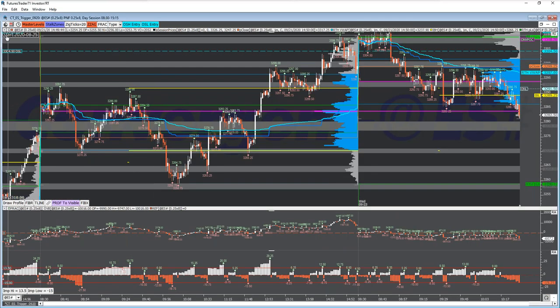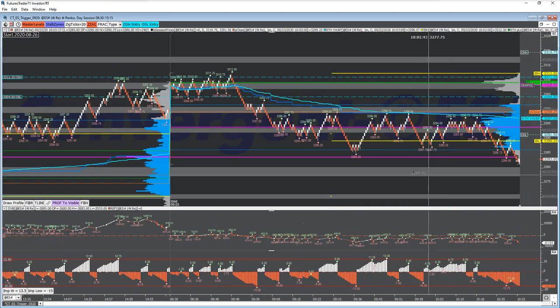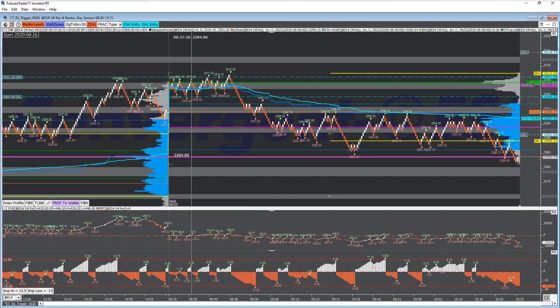Okay, what it gave us, let's switch this to a four Renko, which is what I normally use. What it gave us is it opened at the extreme of the prior day. So this is the profile of the prior day. This chart does not include overnight. It only shows what's happened during the day session. So the blue profile is always the day session. Orange is the entire session.